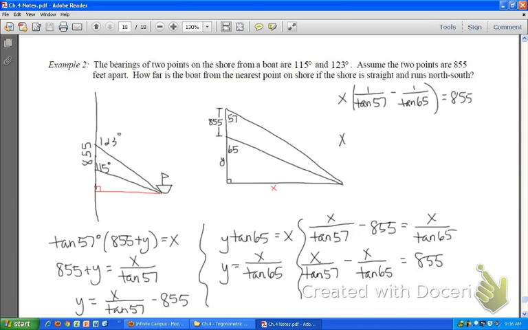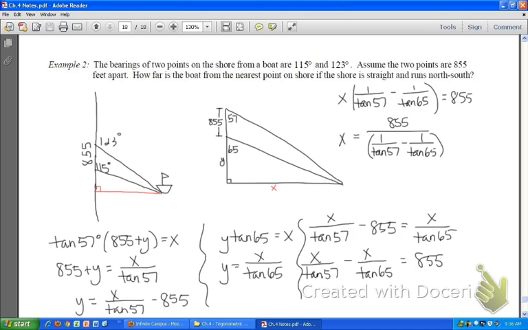So you're going to have that x is equal to 855 divided by 1 over the tangent of 57 minus 1 over the tangent of 65. The main thing to watch with this is that you're punching it into your calculator with parentheses in the correct places. So I would do 1 divided by the tangent of 57, end your parenthesis on that, and then subtract 1 divided by the tangent of 65, end your parenthesis, hit enter, you should get 0.183.